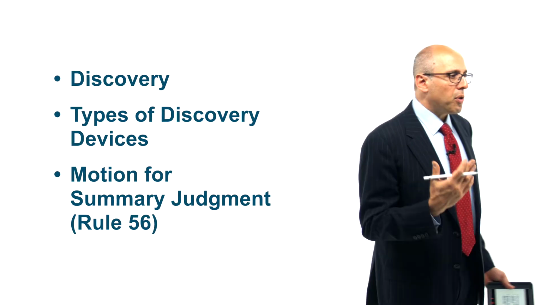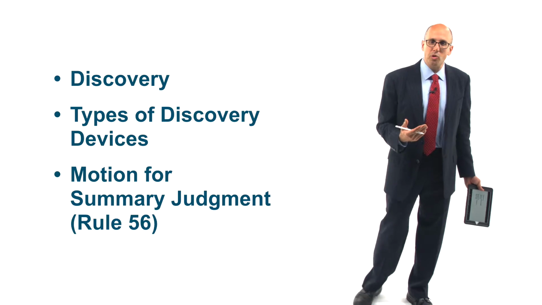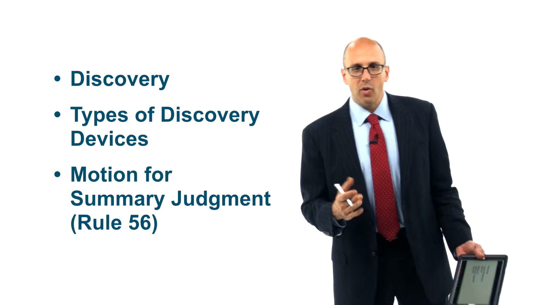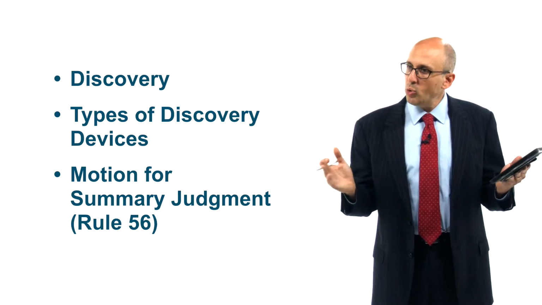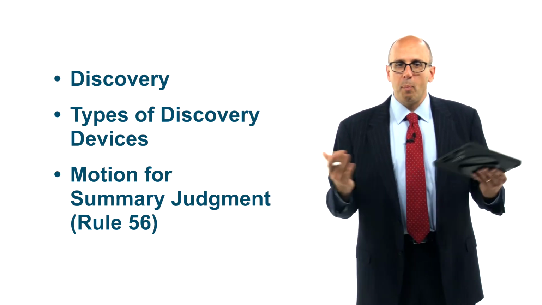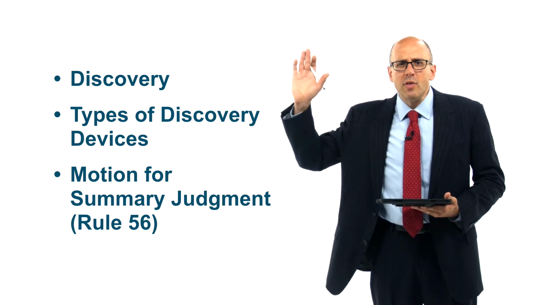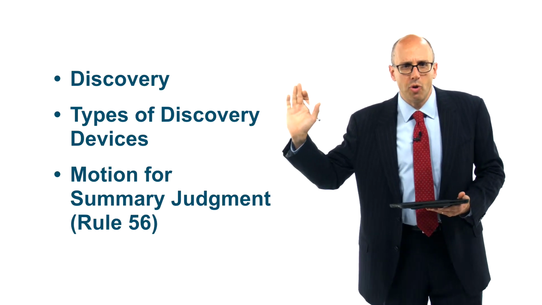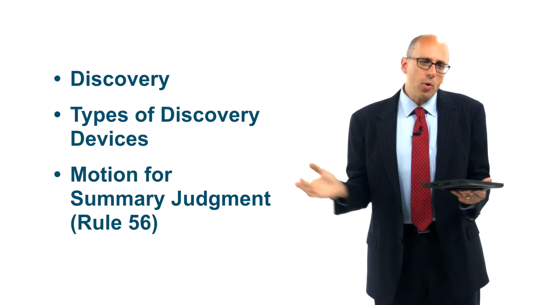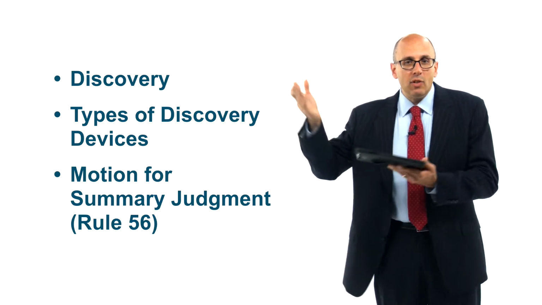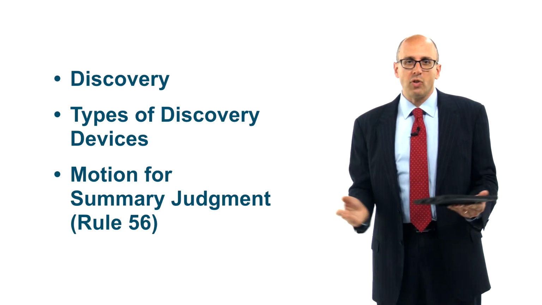All right, so let's assume we get past the 12b6 motion and the judge says, no, we're not going to dismiss. There's at least a genuine issue to be potentially worked out at trial here. Assuming everything that the plaintiff says is true, there's a violation of the law here. Okay, so now the question is, is what the plaintiff says in the complaint actually true? Can the plaintiff actually prove it?